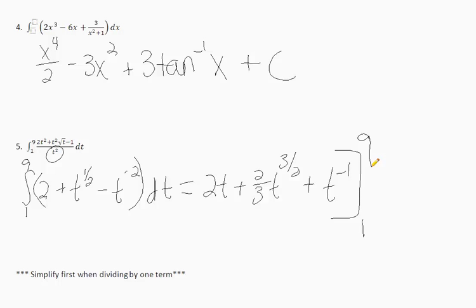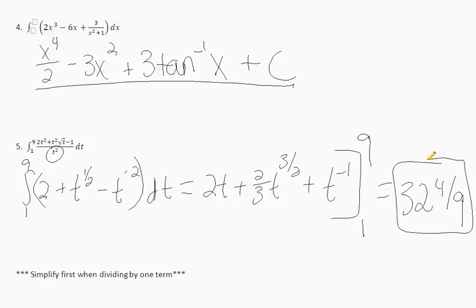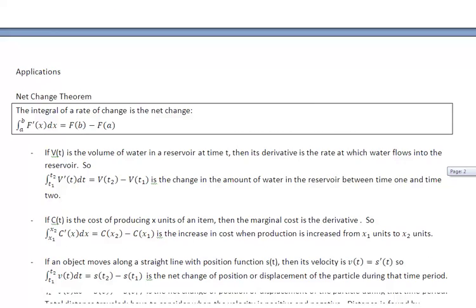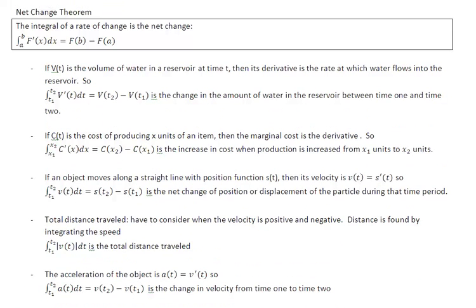Okay, and if you plug it in, I'm just going to give you the answer. It's 32 and 4/9 if you actually get the value. So very different. An indefinite integral stands for a function. A definite integral is actually a number, which stands for the area under the curve. Okay? And then the second part here is talking about the net change theorem.